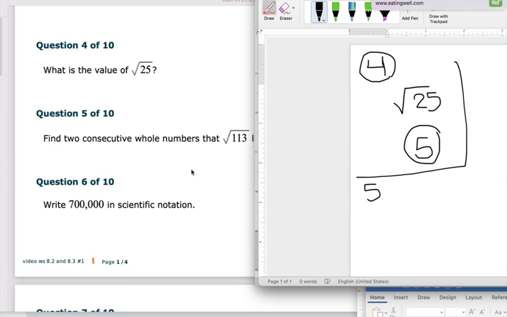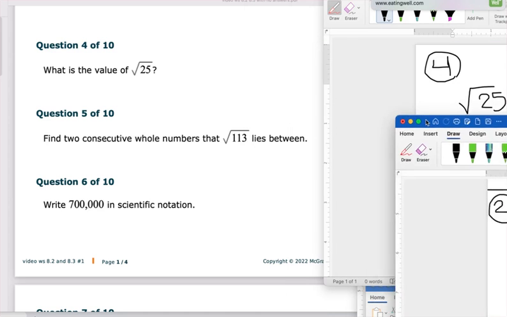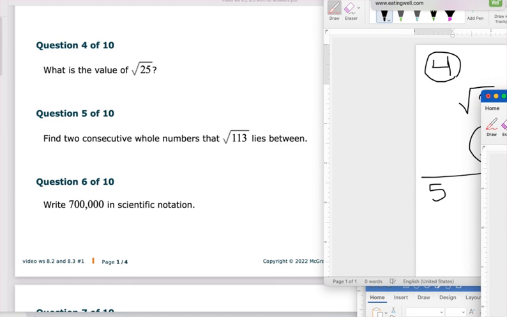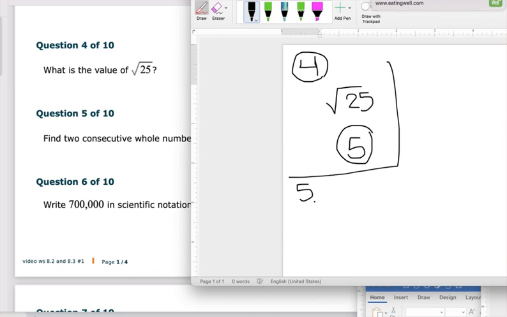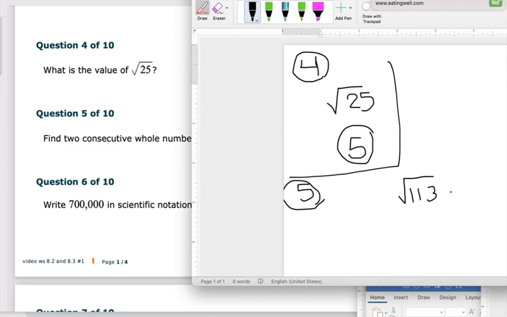Okay, number 5. It says, find two consecutive whole numbers that the square root of 113 lies between. So that means we're going to do what we just did, the square root of 113. We're going to find a number that is the upper bound and a number that is a lower bound. We're looking for two consecutive whole numbers that this number lies between.